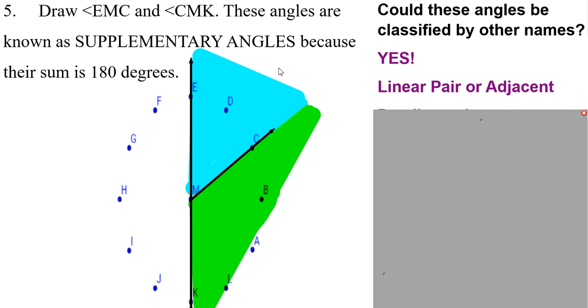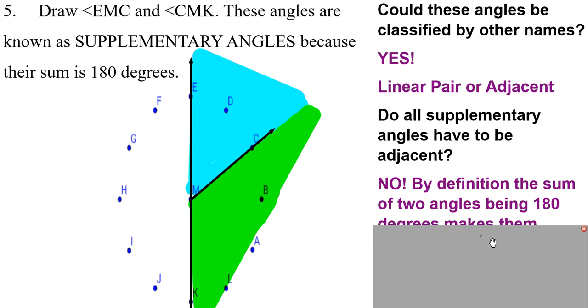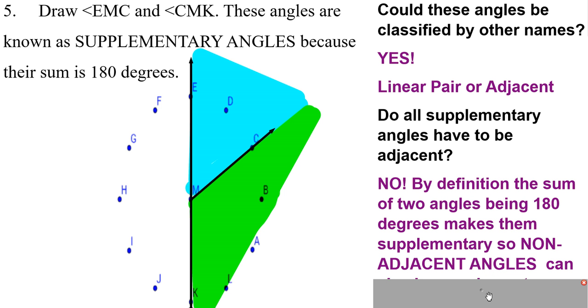Now, based on the definition, we know supplementary angles have a sum of 180 degrees. So when two angles add together, it equals 180 degrees. Does that mean that supplementary angles always have to be adjacent to each other? The answer is no. By definition, it's just the sum that has to be 180 degrees. They don't have to be adjacent to each other. It's just when you add the two measurements, this is the total. So of course, non-adjacent angles could also be supplementary to each other.